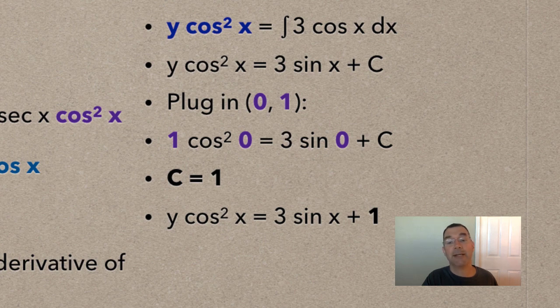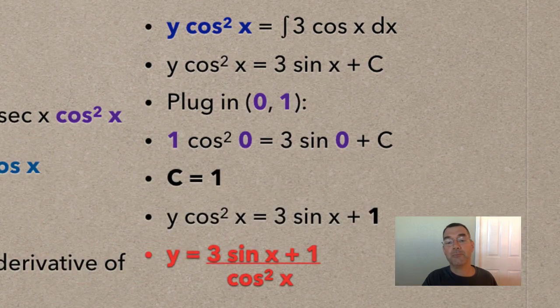Well, I'm not done yet because I haven't solved for y. So I divide both sides by cosine squared, and I get that y equals 3 sine x plus 1 all over cosine squared x. And you can split that into 2 terms if you want, but you don't need to.